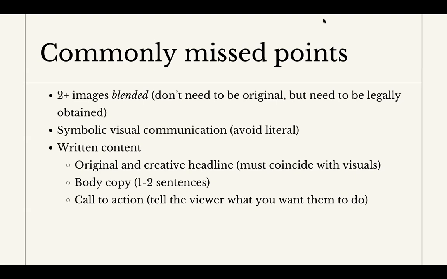All right, next up, we have the written content. You need an original and creative headline that must coincide with the visuals. One of the main ways that students achieve symbolism is by creating a visual play on words with their headline, which again, as we look at these student examples in just a minute, you'll be able to see what that might look like. You also need 1 to 2 sentences of body copy and a call to action. And this is where you tell the viewer exactly what it is you want them to do.